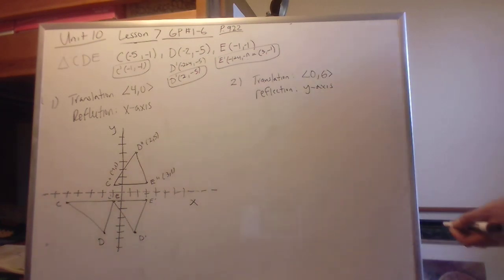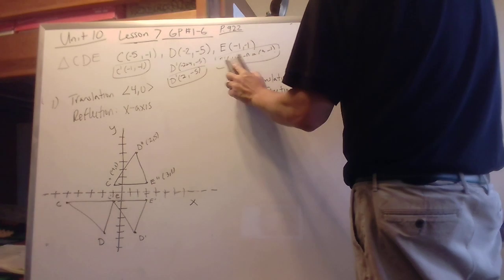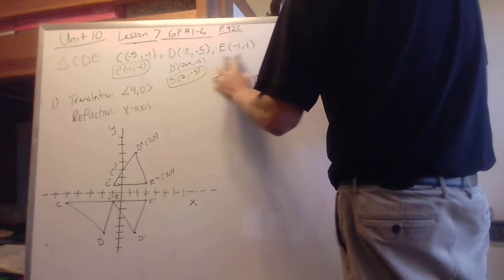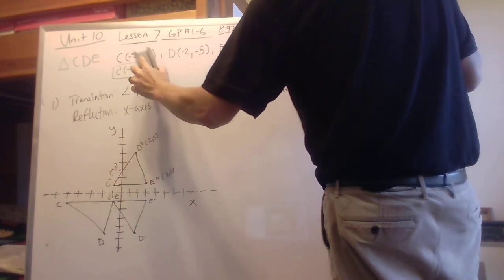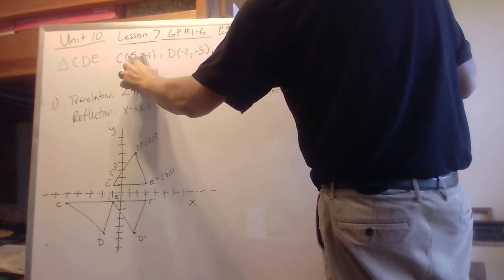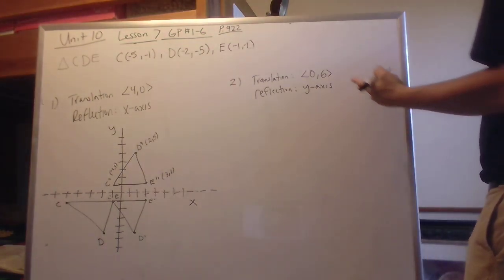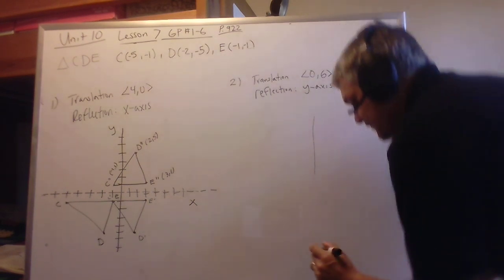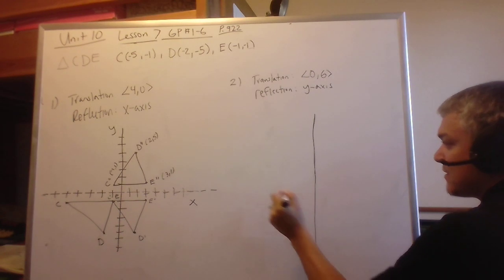All right, so we're going to do the same thing now for the next one. I'm going to erase this portion underneath the coordinates so that we can use that space. All right, so again, we're going to draw an x and y coordinate system, just like this.